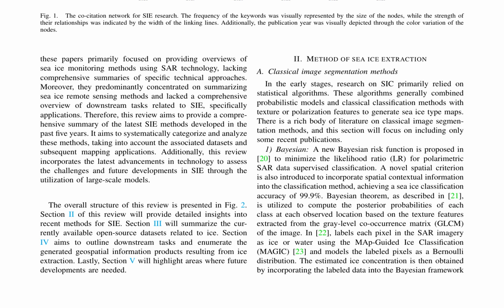The review is structured as follows. Section 2 provides detailed insights into recent methods for SAI. Section 3 summarizes currently available open-source datasets related to ice. Section IV outlines downstream tasks and enumerates the generated geospatial information products resulting from ice extraction. Lastly, Section V highlights areas where future developments are needed.